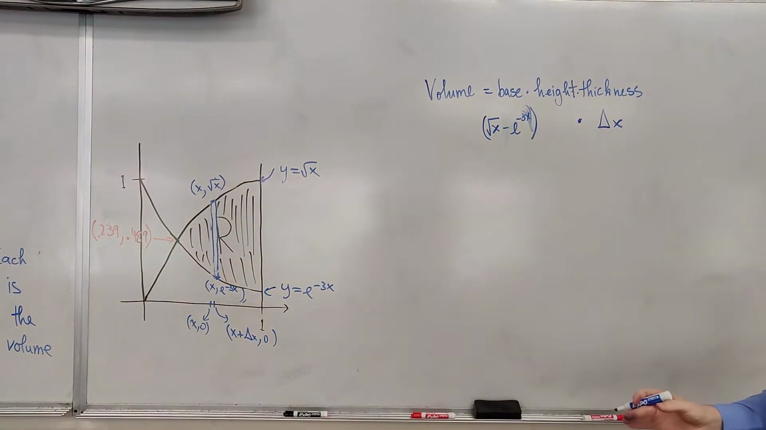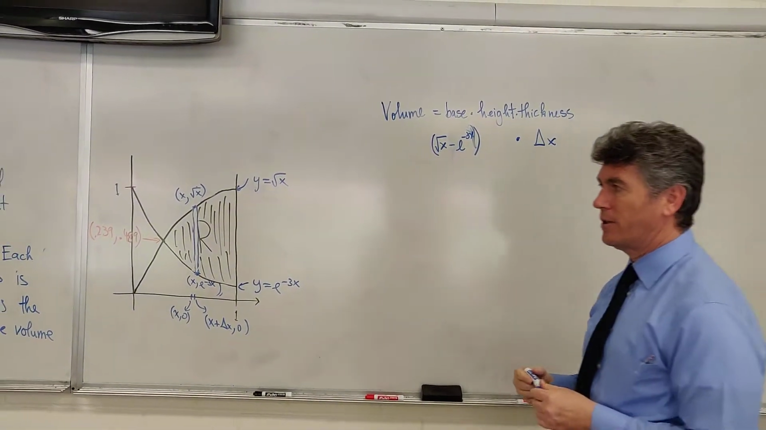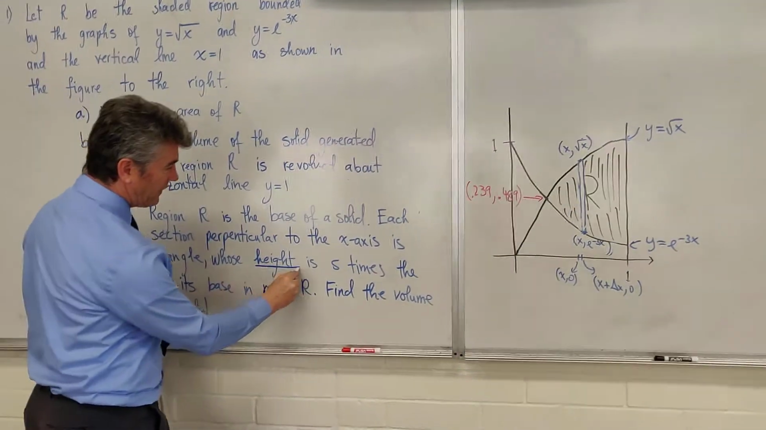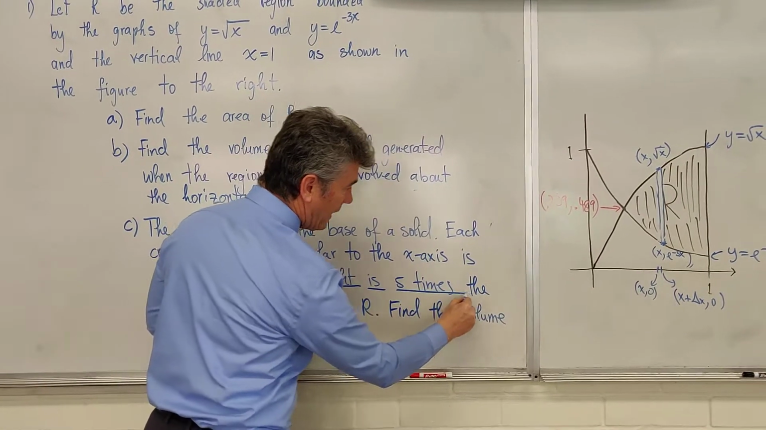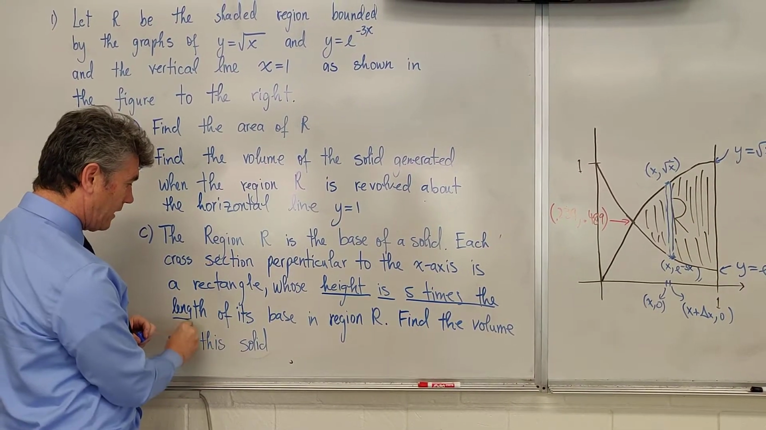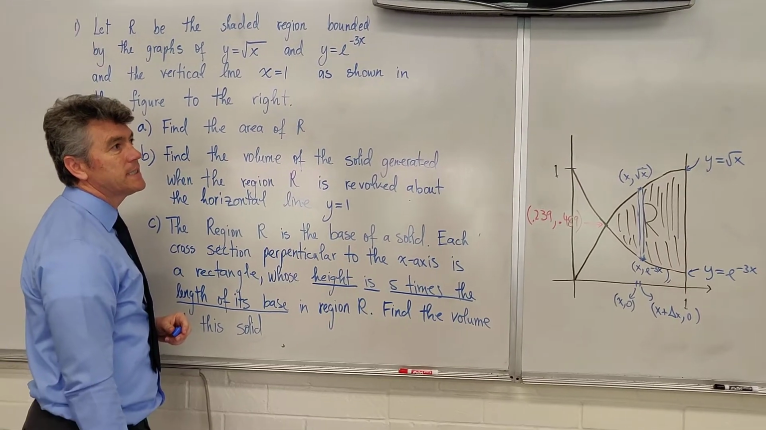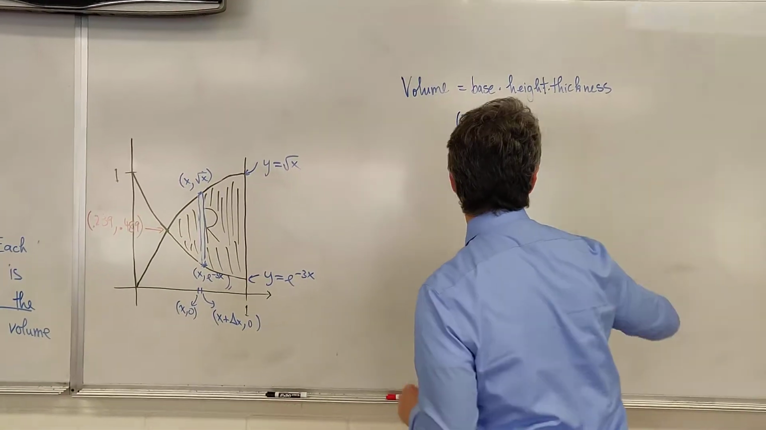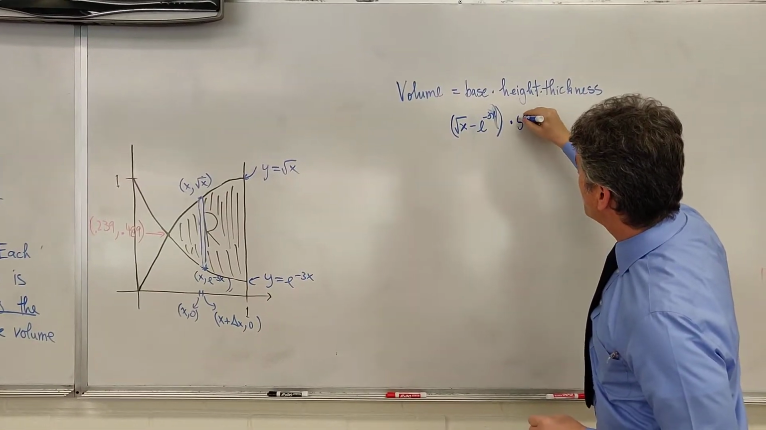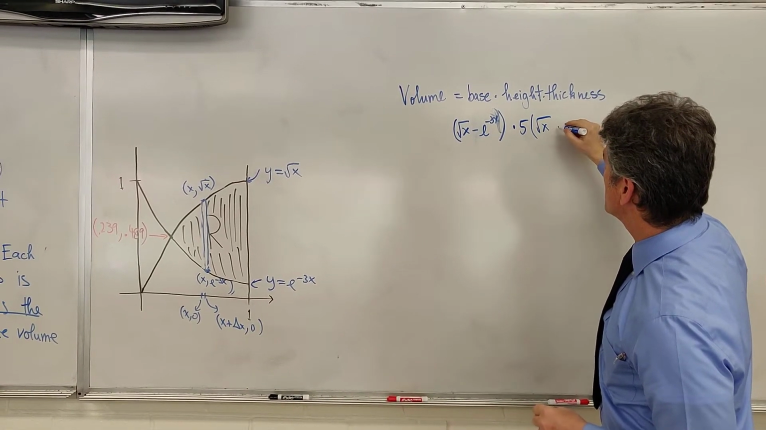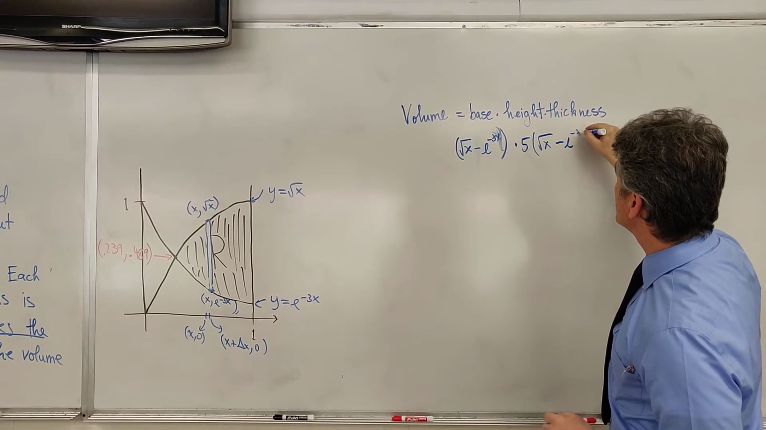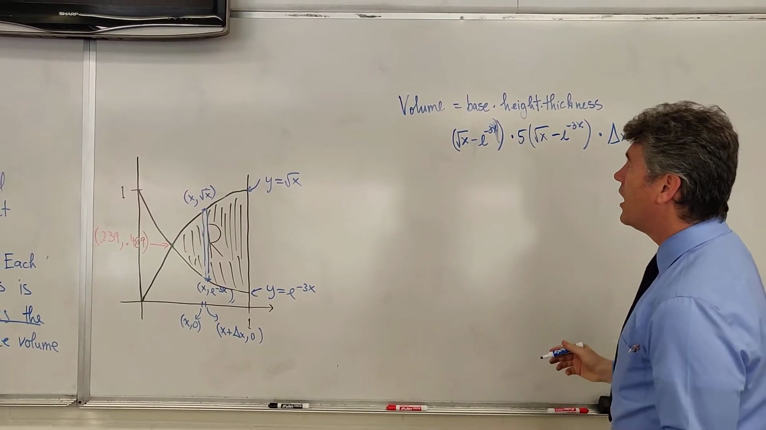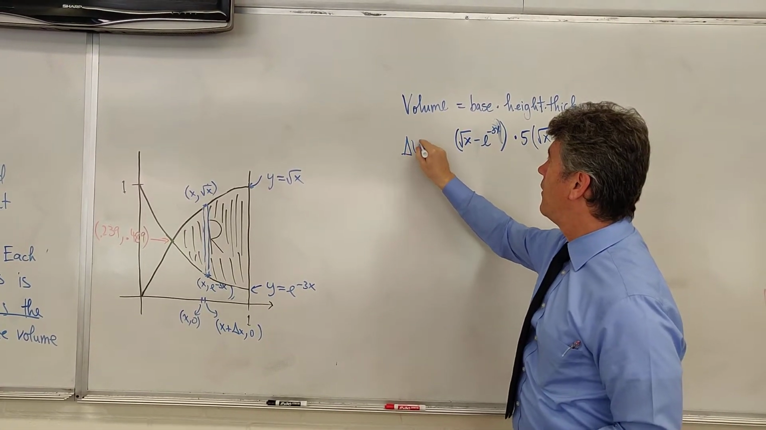Okay, the last thing that I need to do is find the height. Lucky for us, what does it say about the height? The height is 5 times the length of its base. So what is the height? The height is going to be 5 times the length of its base, which is square root of x minus e raised to the negative 3x. And the thickness we said is delta x. So we have our delta V.